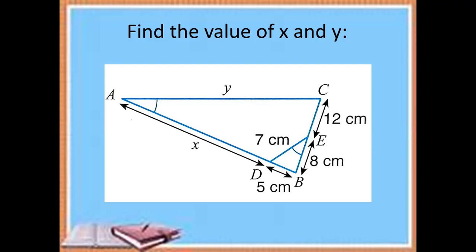Teacher, and in this number 3. Yes, that is number 3. Okay, so I did not put the number. So again, that is number 3, last number, but there are 2 missing there. Find the value of x and y. Set up the correct proportion.